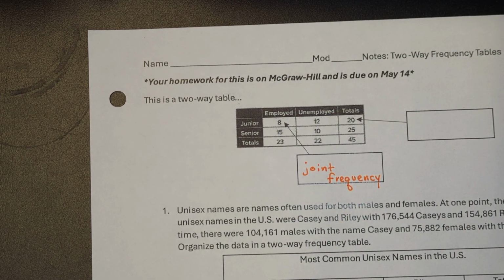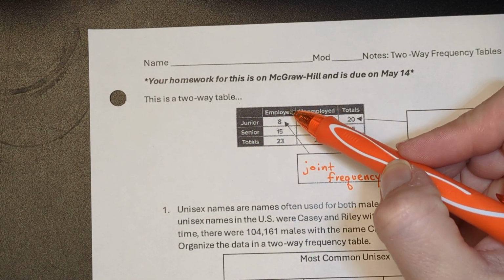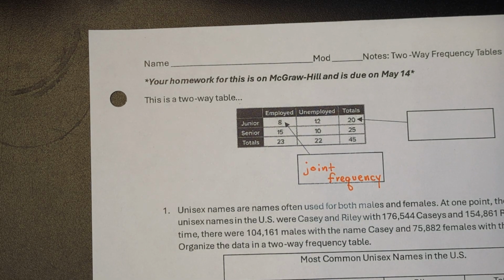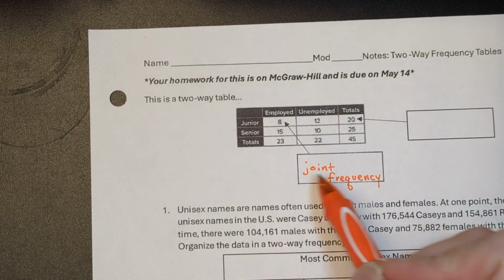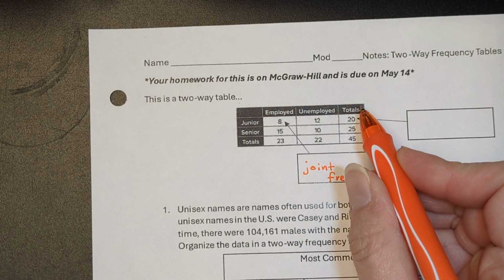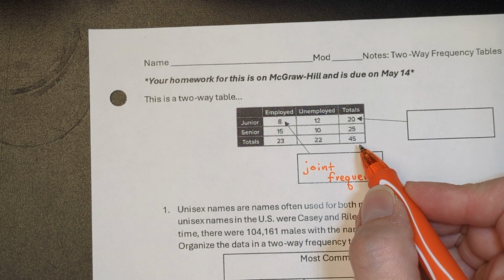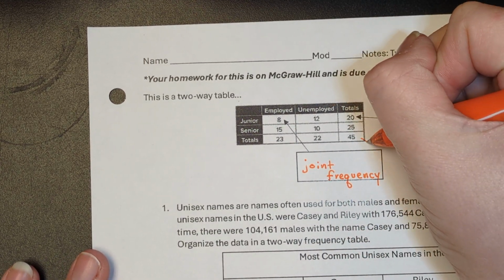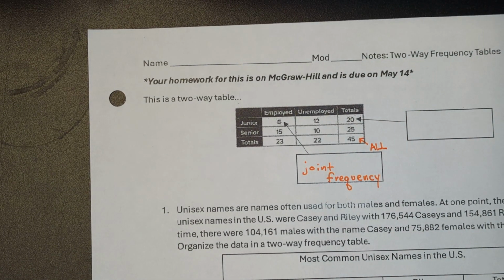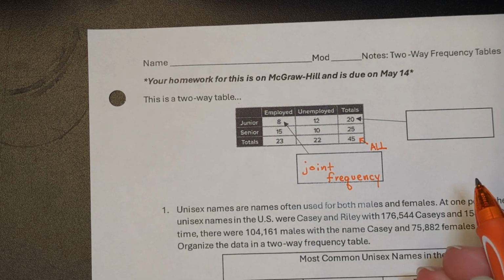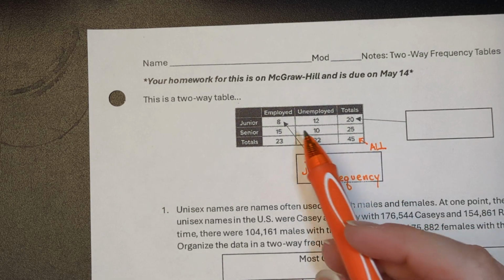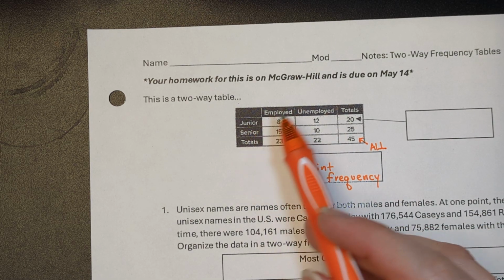Okay, so a junior that was employed happened 8 times out of how many people? How many people are there total in the whole table? 45. See where it says totals? That's how many people they surveyed. So this number, I know I didn't write it on there, represents all of your population. So out of the 45 people that they surveyed, out of juniors and seniors, 8 of them were employed juniors.